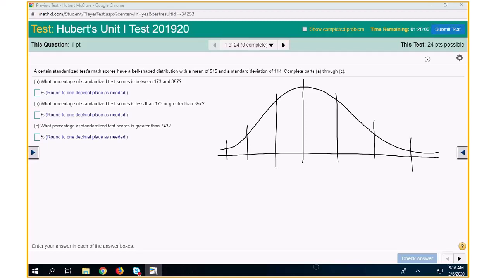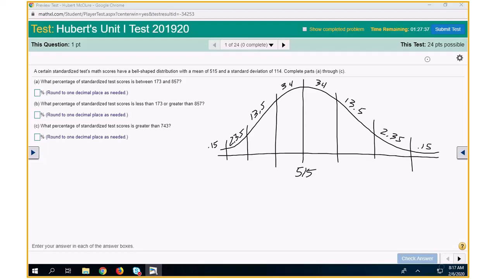So, 515. And I need somebody to add 3 over here, and I need somebody to subtract over here. I'm going to fill out the little percentages: 0.15, 2.35, 13.5, 34, 34, 13.5, 2.35, and 0.15. So somebody give me the numbers over here.